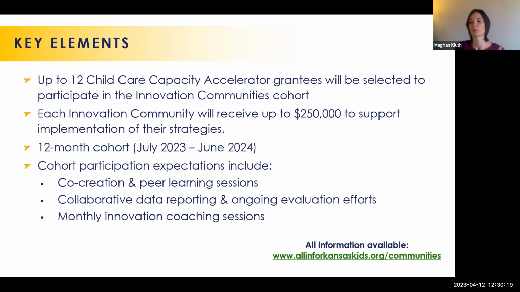So for the communities that are selected, the expectations are that you'll participate. We'll have monthly or bi-monthly what we're calling co-creation and peer learning sessions. This is really a chance for you to talk to other people that are on the ground trying to solve similar challenges and learn from each other. We'll also have some ongoing data reporting and evaluation efforts. We'll do an orientation once people are awarded and walk through what that means. And then we'll have innovation coaching sessions with each grantee monthly.